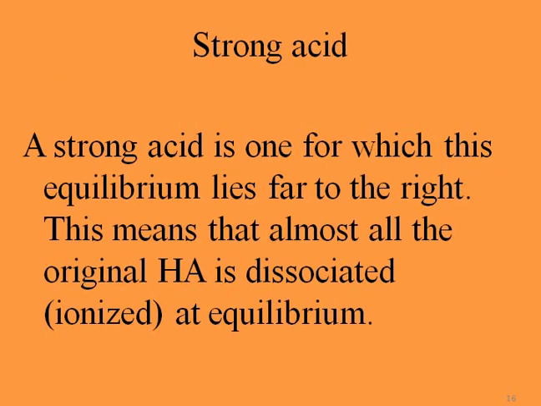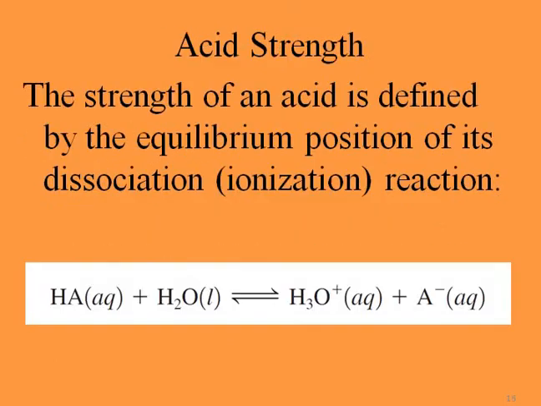So what is a strong acid? A strong acid is one for which this equilibrium lies far to the right. This means that almost all the original HA is dissociated or ionized at equilibrium. So whenever we have a strong acid, when it dissolves in water, it dissociates completely into its conjugate base and conjugate acid. So there is no original acid left in the solution. HA becomes hydronium ion and A minus completely. So for the previous reaction I showed you, this will be a one-way reaction. It's going to be an irreversible reaction.